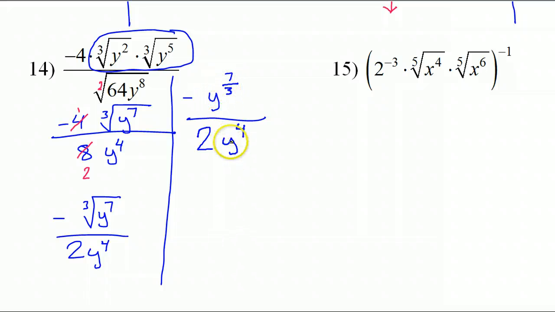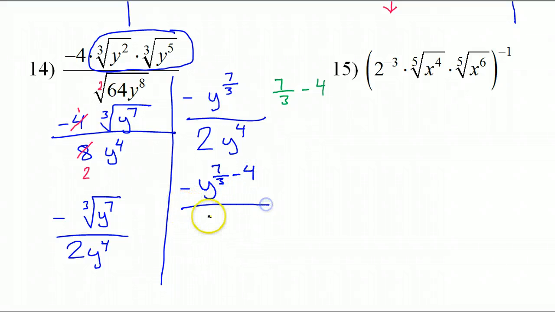To divide like bases, I must subtract the exponents. So off to the side, please understand that if I do 7 over 3 minus 4, that's what's happening here. In fact, let me just show one extra step. When I subtract, I will have negative y to 7 over 3 minus 4 power, all over 2. Okay, I'm subtracting these. To divide, I subtract. So I just need to figure out what this is.